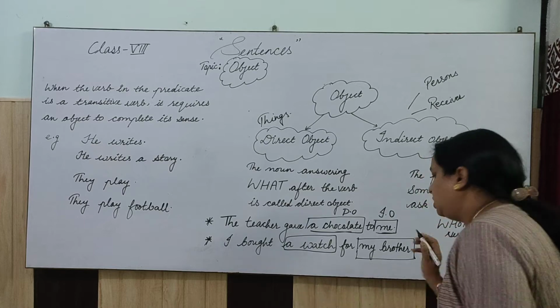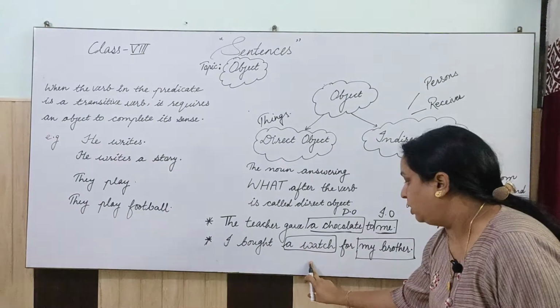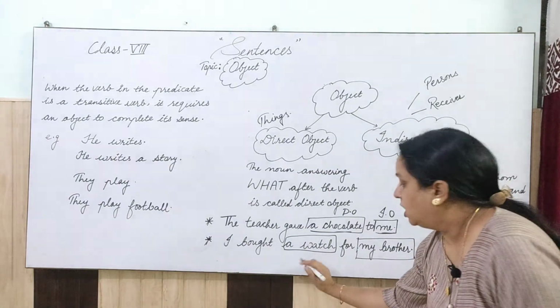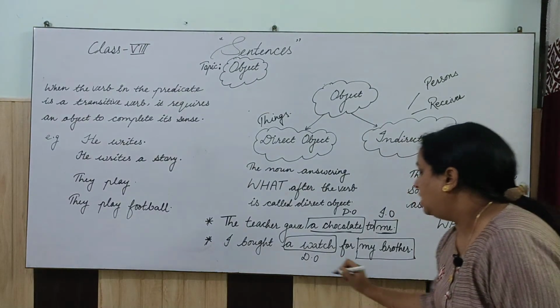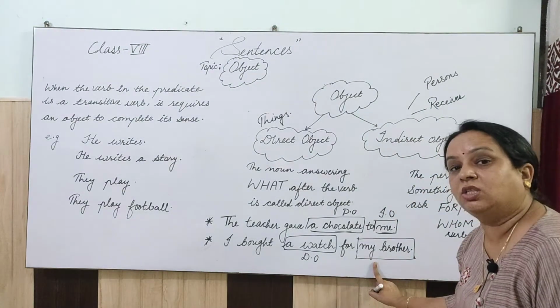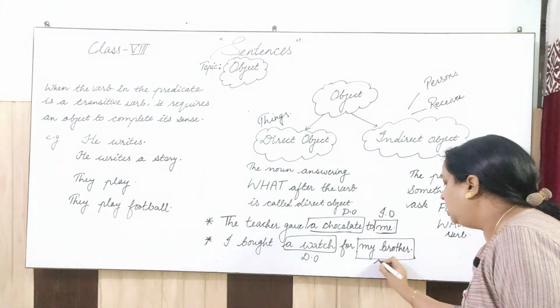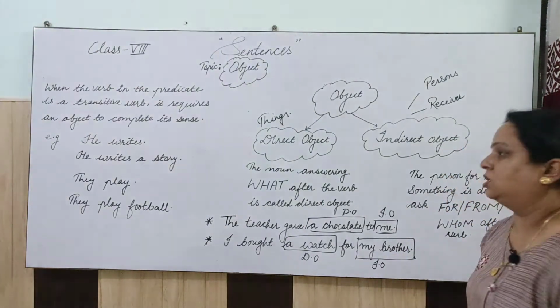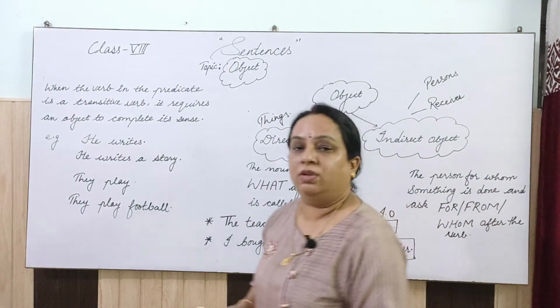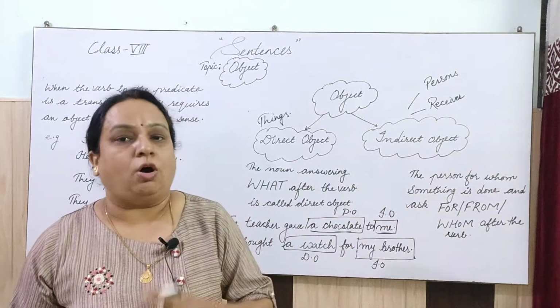That is person. Thing is what? Which one? This. So this is what? Direct object. And person or the receiver is my brother. So this is what? Indirect object. So dear students, you have learnt here about the objects.